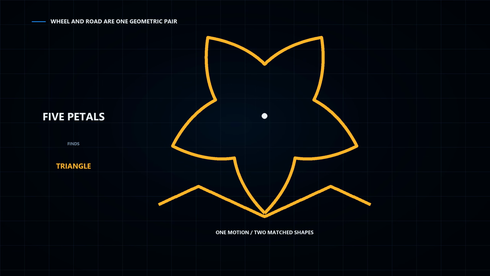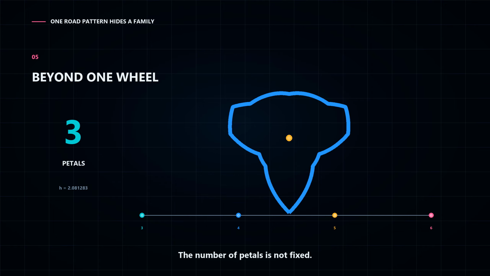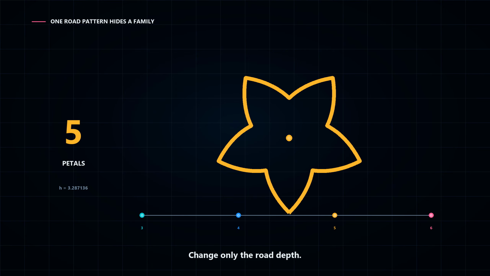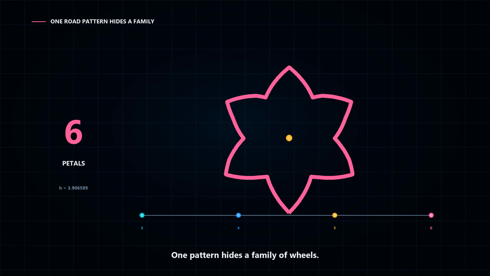Even the number of petals is not forced. Keep the same triangular pattern and change only its distance from the axle. A larger turn per period closes after 3 copies. A smaller turn closes after 4, 5, or 6. One road pattern hides an entire family of wheels.